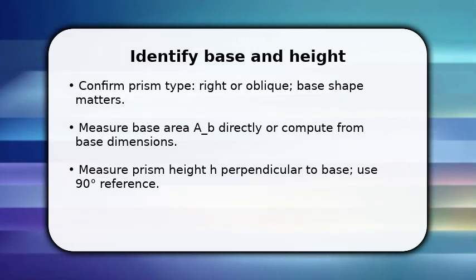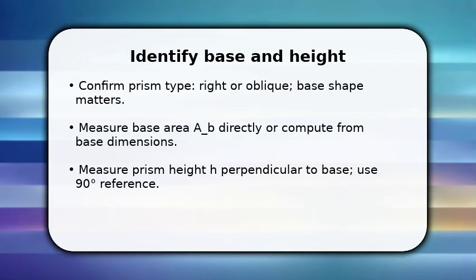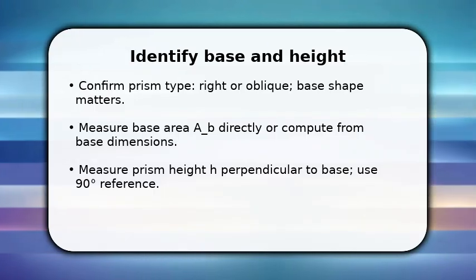For a triangle, use 1/2 times base times height. For a rectangle, use length times width. Then, ensure the prism height h is perpendicular to the base. If the prism is oblique, find the perpendicular distance. Once done, you're ready to plug values into the volume formula.